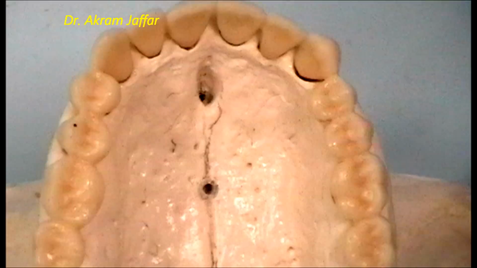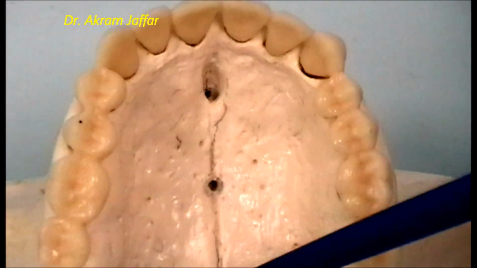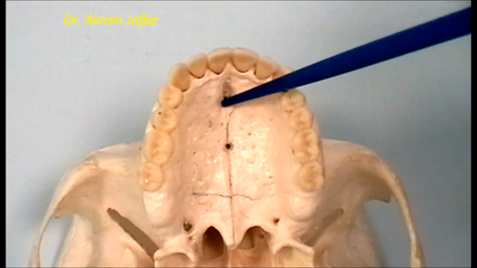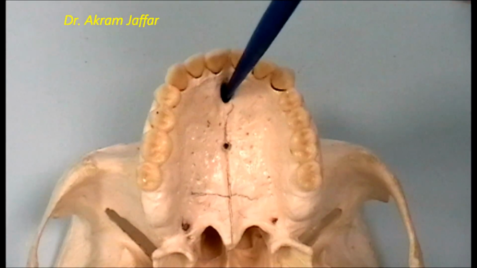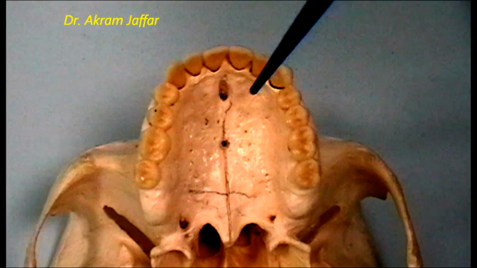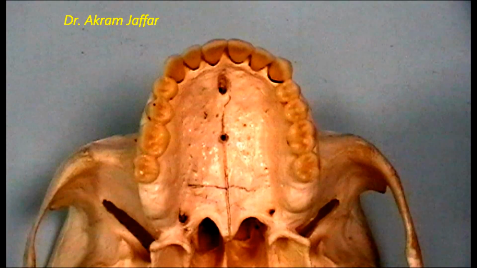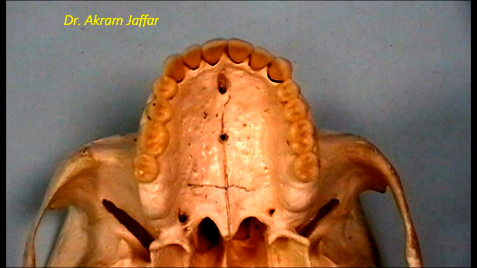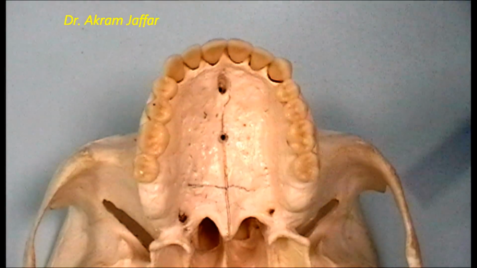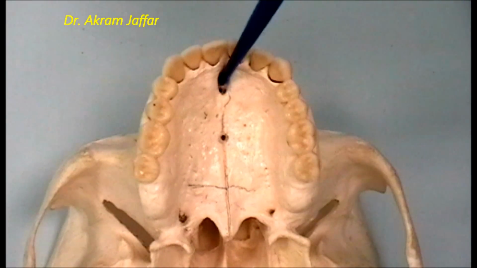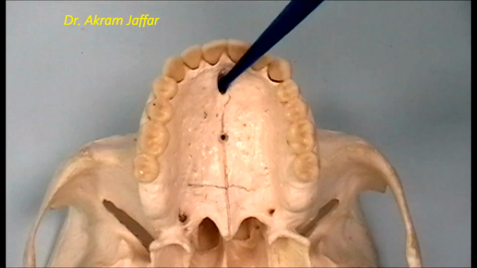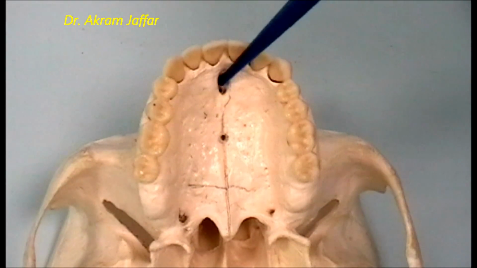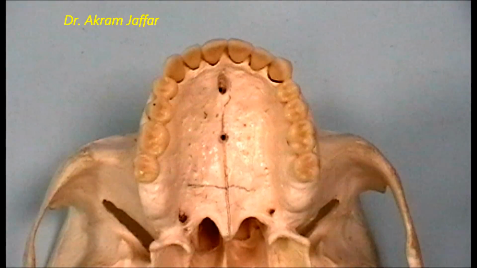The incisive foramen transmits an artery, which is an ascending branch of the greater palatine artery. The greater palatine artery supplies the palate and ascends up into the nose, where it anastomoses at the nasal septum with the sphenopalatine artery. The nerve that descends from the nose into the palate is called the nasopalatine nerve. So the nasopalatine nerve and the ascending branch of the greater palatine artery pass through the incisive foramen.